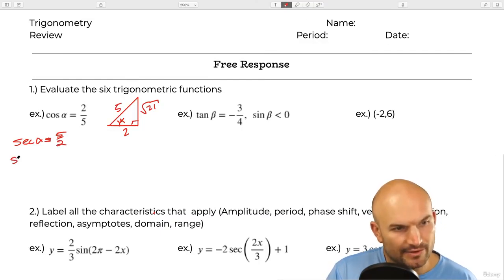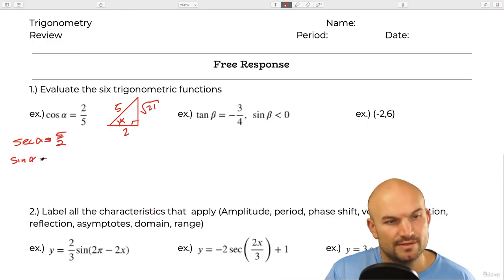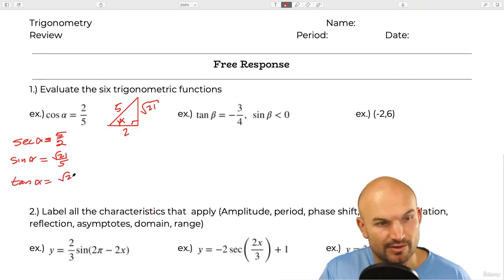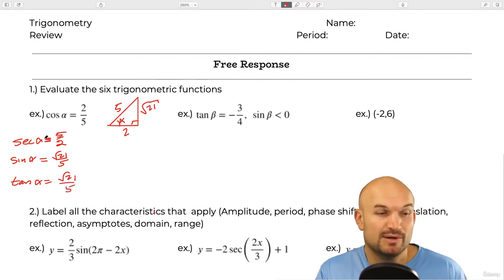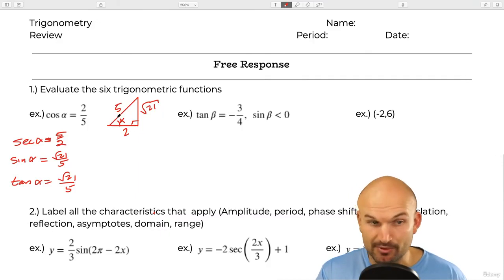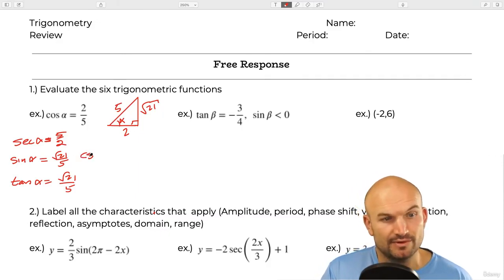All right, we can do the sine of alpha. That is going to be opposite over hypotenuse. And then we can do the tangent of alpha. That's going to be opposite over adjacent, so that'd be square root of 21 over 5. We already have cosine, so I'm not going to list that again. For the sine, that's just going to be a reciprocal, and the reciprocal would be cosecant.